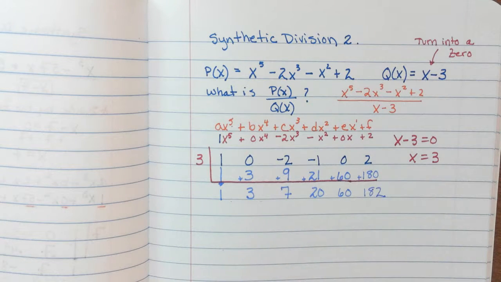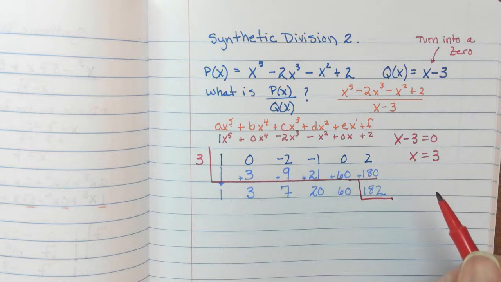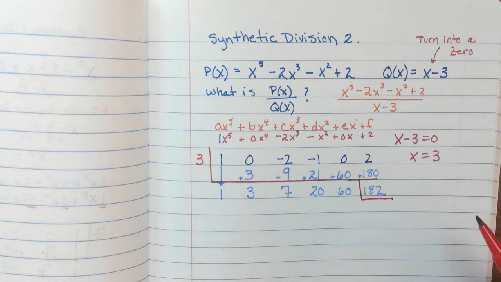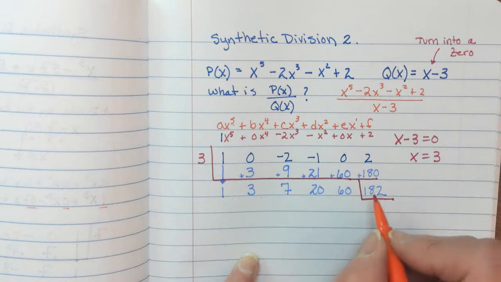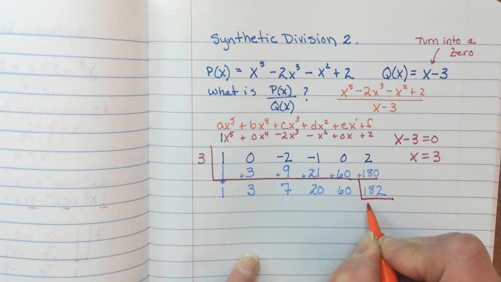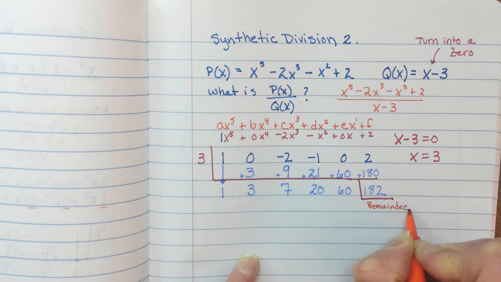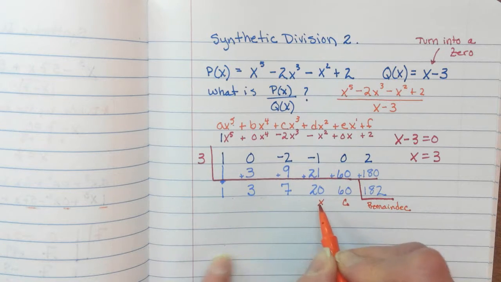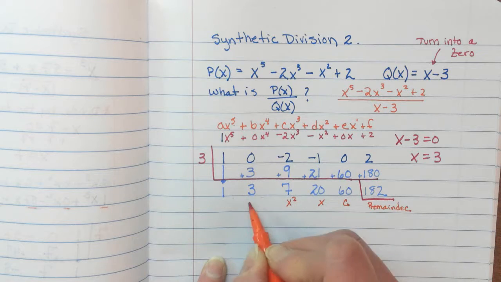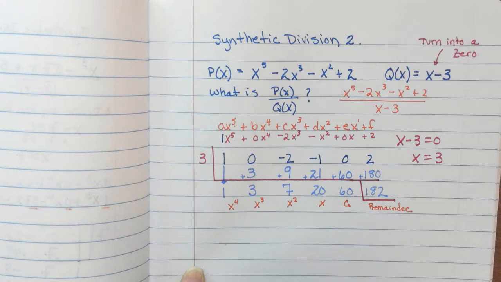So just like I did in my previous video, I'm going to make sure that I know that this here is my remainder. So notice I have a remainder of 182. So let's write what these things are underneath. I like working backwards. This is my remainder. This here is my constant. This here is my x. This is my x squared term. This is my x cubed term. And this is my x to the fourth term.